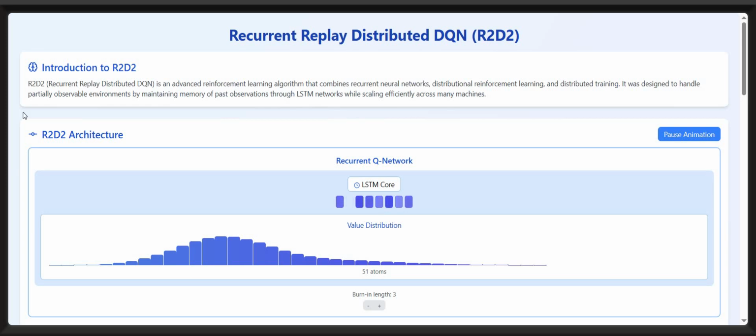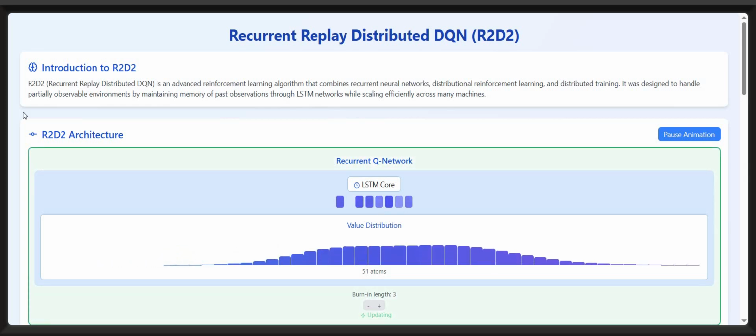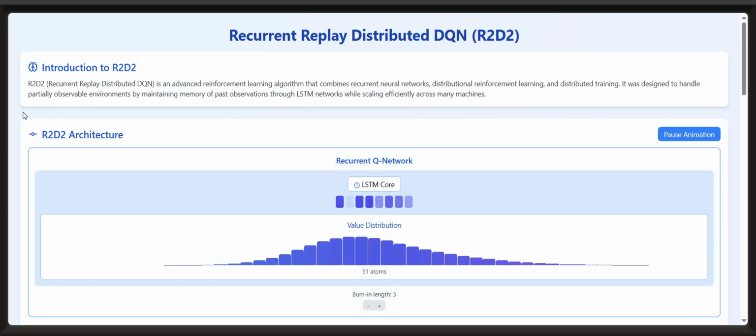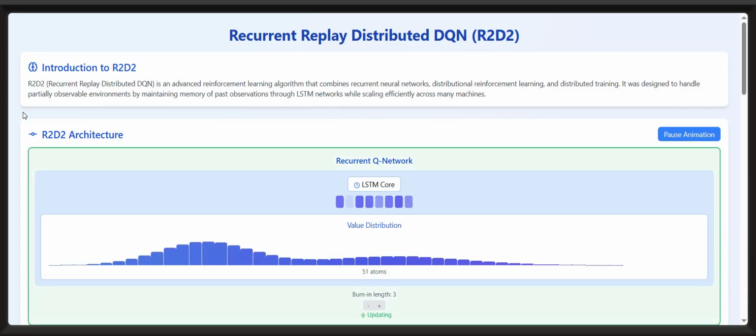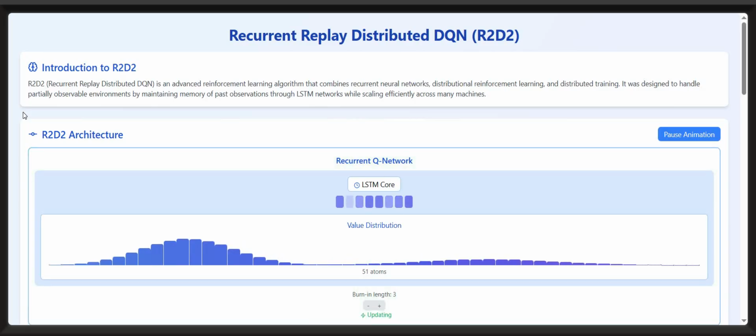Hello everyone. So this lesson is about R2D2, that stands for Recurrent Replay Distributed DQN. We will go over what it is, how the architecture works, and what each part's doing on the screen here. And let's begin with what this actually is.